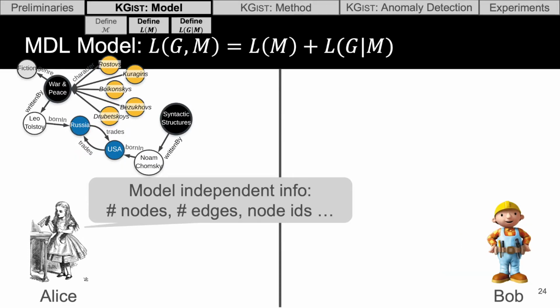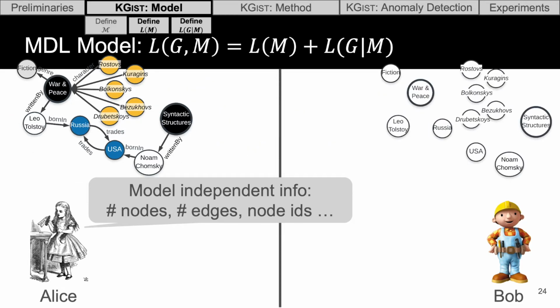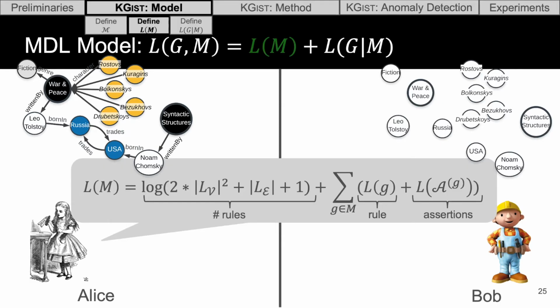The first thing that Alice will send is the model-independent information. So this can be things like the number of nodes in the graph, the number of edges, and the node IDs, things that won't change regardless of what model we select. So once she sends this information, Bob just has a big bag of entities, and he doesn't really know what they are or how they link together. So the next thing that Alice will send along is a model describing this knowledge graph.